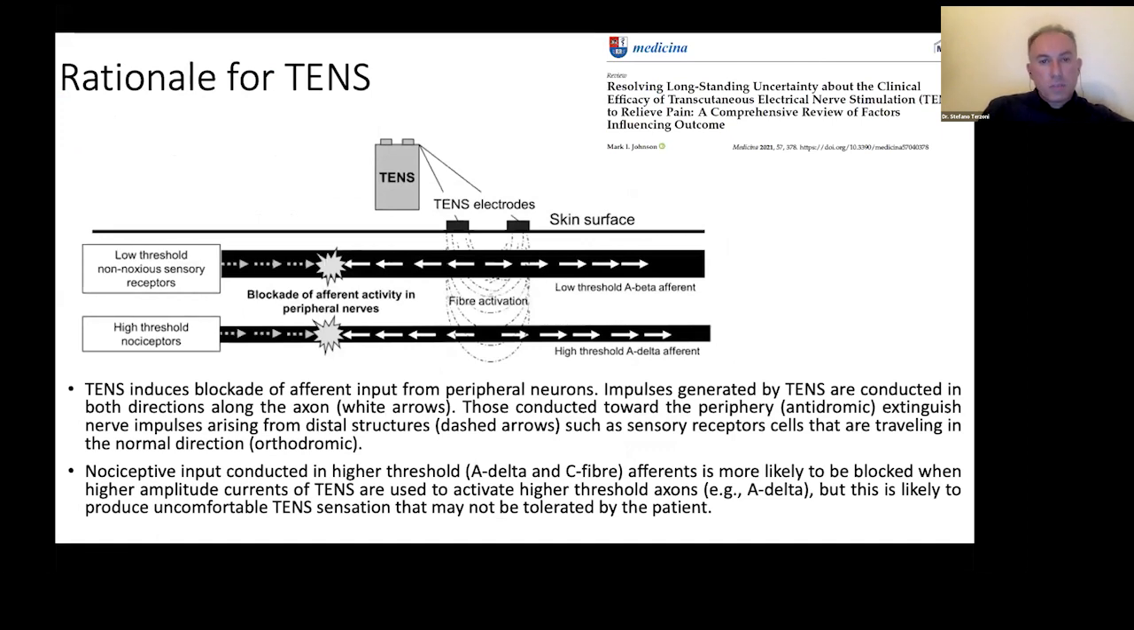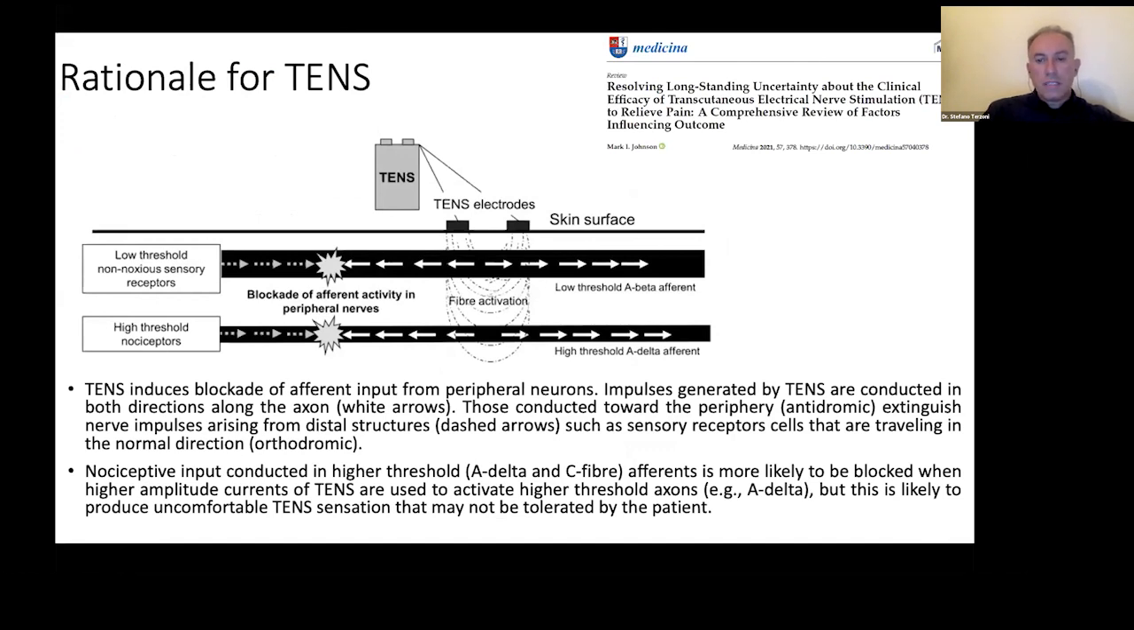The TENS was mentioned in the paper I showed before. This is an interesting article. These are all recent papers. There is a very complex mechanism: TENS-induced blockade of afferent input from peripheral neurons.